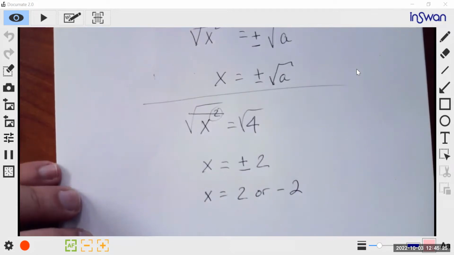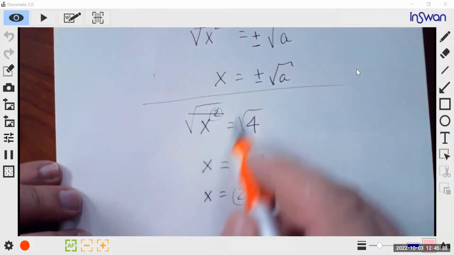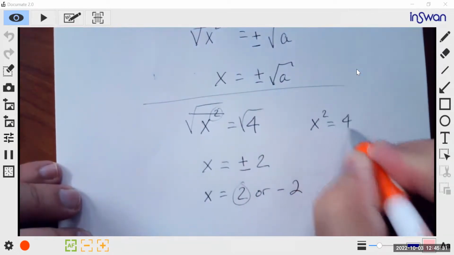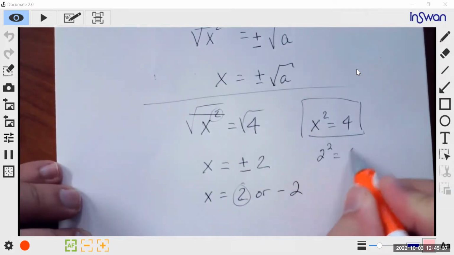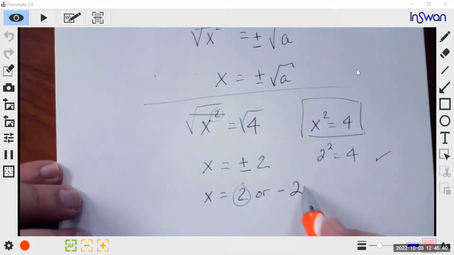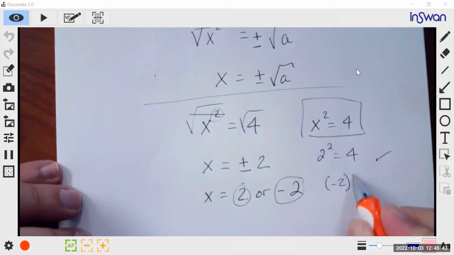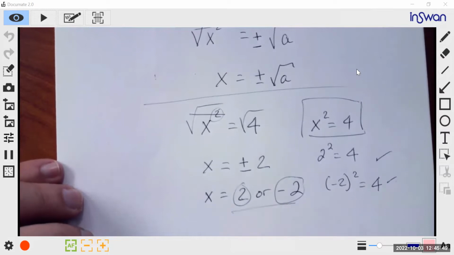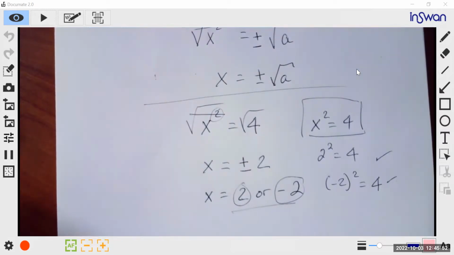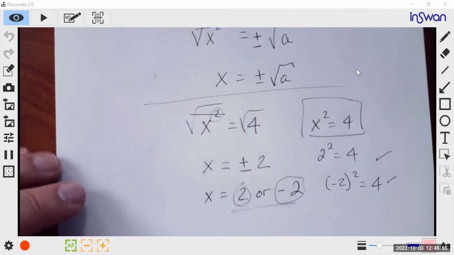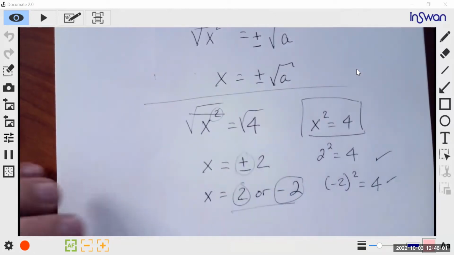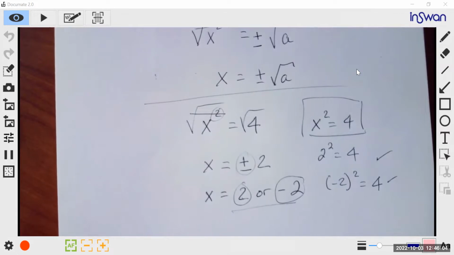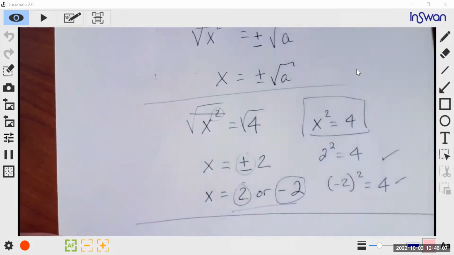Let's test them. Let's try 2. Remember our original equation was x squared equals 4, right? This is what we have to test. If we put 2 in there, 2 squared equals 4. True. If we put -2 in there, -2 squared equals 4. So that's why my answer is plus or minus 2. That's the principle of square roots. Whenever you're solving for a letter that's squared, you square root both sides, you have to put a plus or minus in front of it. So far, so good.